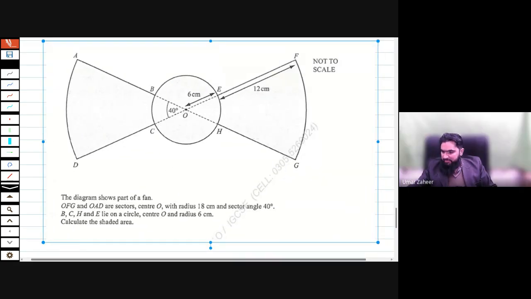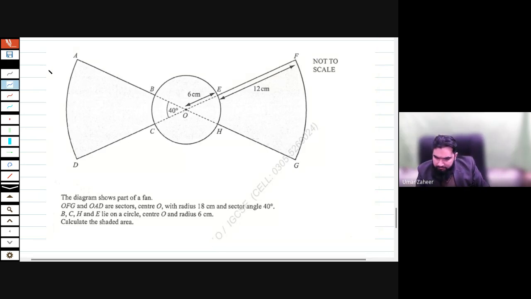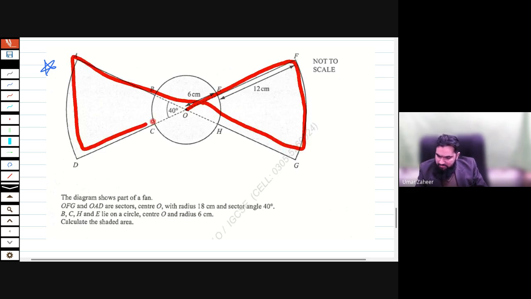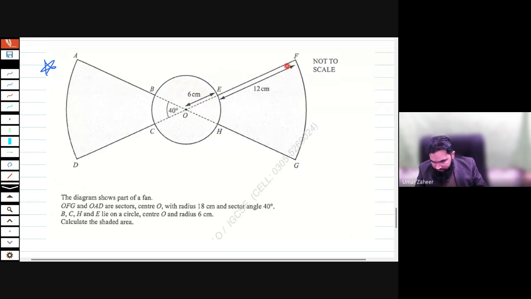Right now we have the next shape. The diagram shows a part of a fan OFG. B is this bigger sector, and OAD are the sectors with a radius of 18. The whole length is going to be 18, and the sector angle is 40. He says that B, C, H, and E lie on a circle with center O and radius 6. Calculate the shaded area. I think the whole portion is going to be shaded, right?